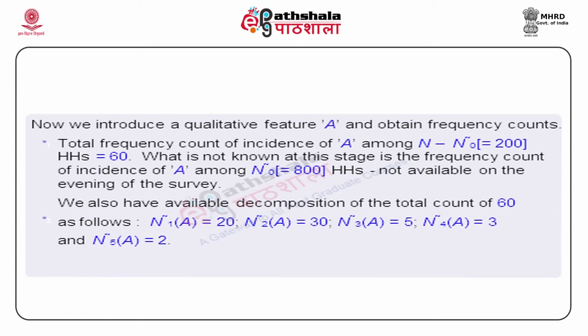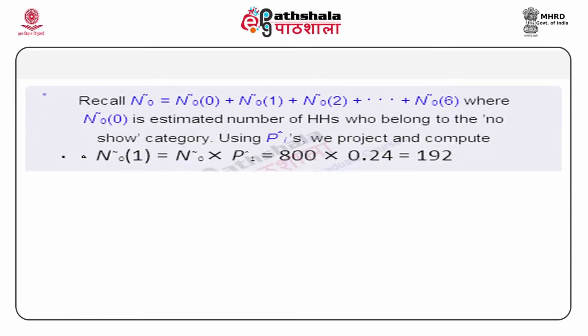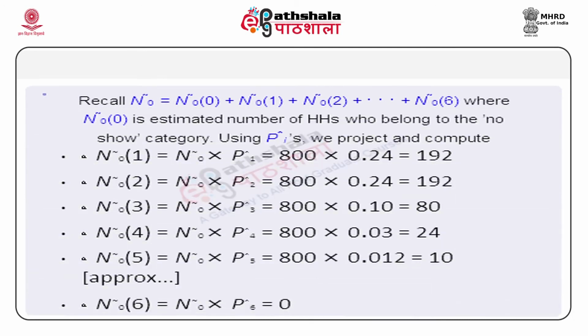And because ñ0 is positive, nobody is present on all the 6 nights, that is why ñ6 is 0. And then recall the decomposition of ñ0. Here ñ00 is the estimated number of households who belong to the no-show category. Using the π hats, we project and compute these values for ñ01, ñ02, ñ03, and so on. So, the whole idea is ñ0 is the no-show number today, on the night of the survey.